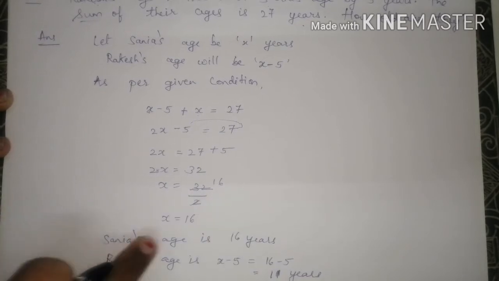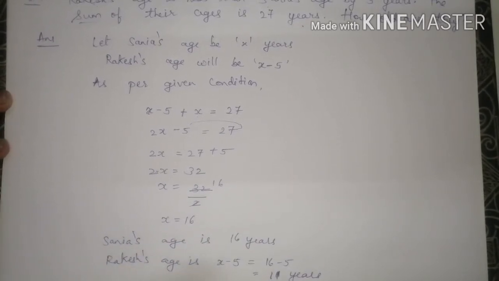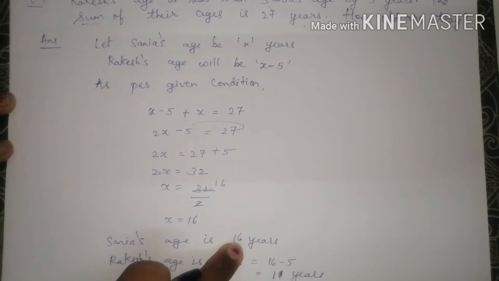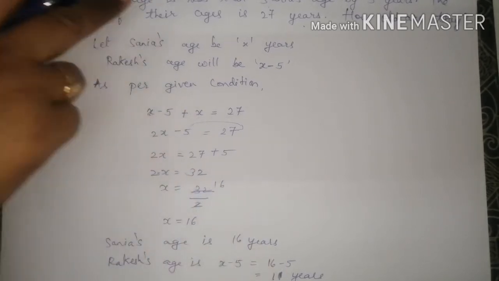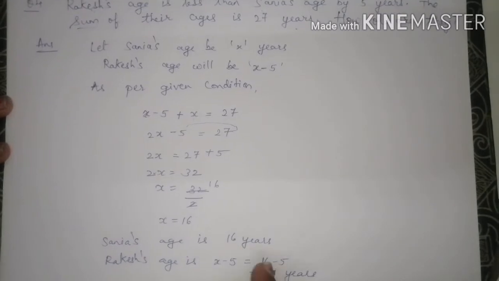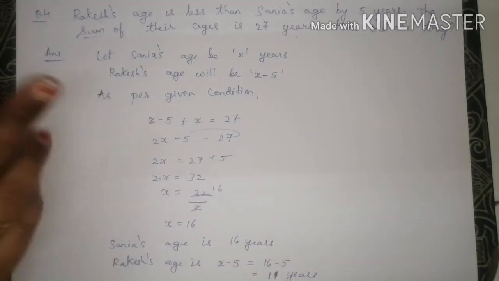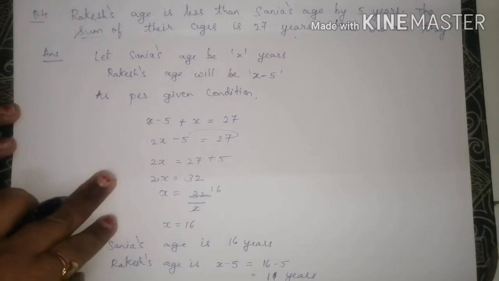So how much is Sania's age? 16 years. And how much is Rakesh's age? 11 years. See, from Sania's age, if you subtract 16 minus 5, it's 11, because Rakesh was less than Sania by how many years? 5 years. That means our assumed conditions are correct. So let us move to question number 5.